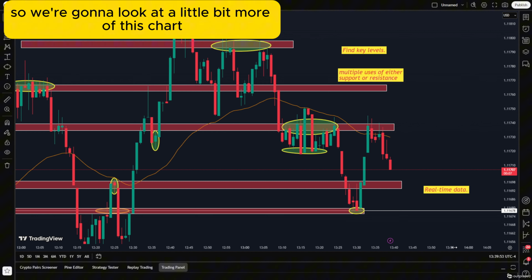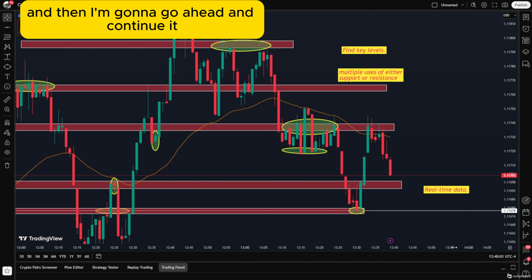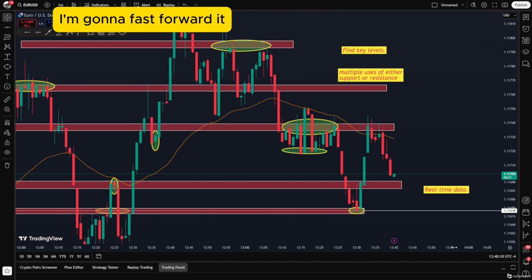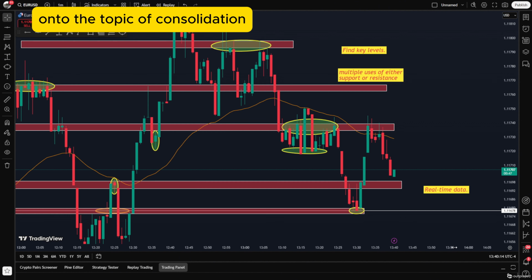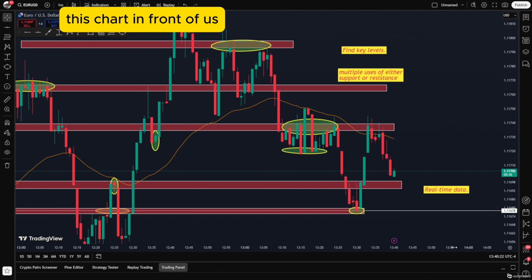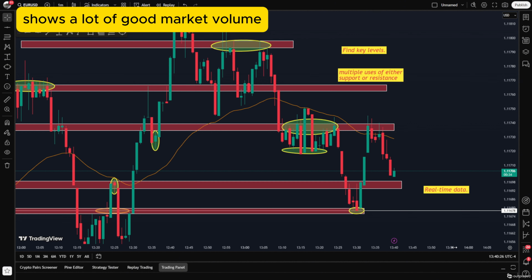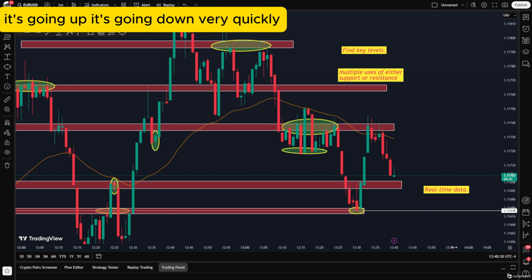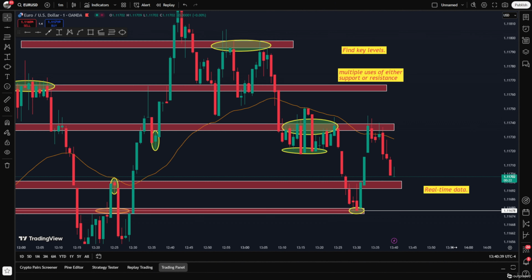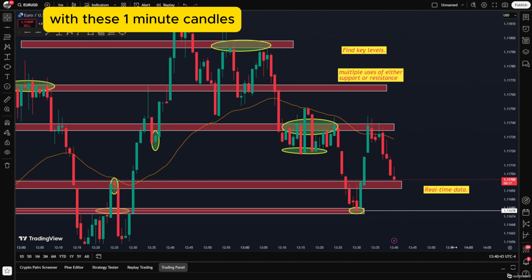So we're going to look at a little bit more of this chart, and then I'm going to go ahead and continue it. I'm going to fast forward it just so that we can get more onto the topic of consolidation. This chart in front of us shows a lot of good market volume. It's going up, it's going down very quickly with these 1 minute candles.